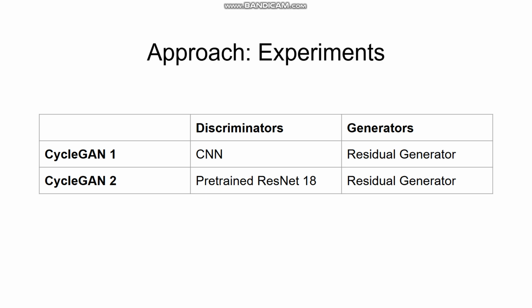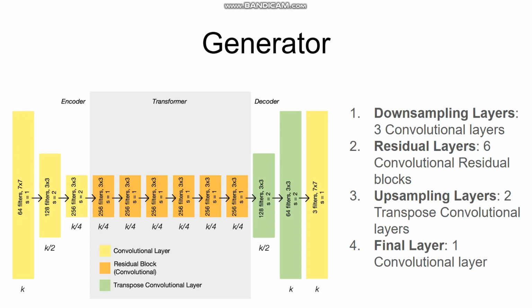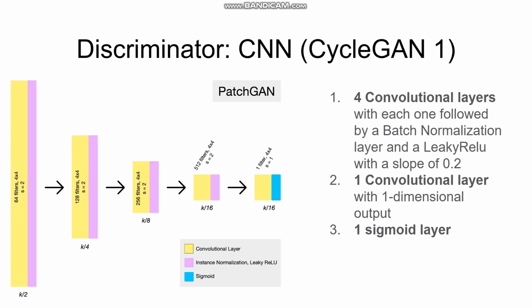So to design this experiment, I designed two CycleGANs. The first one serves as a baseline, using a PatchGAN style CNN as the discriminator, and inspired by MP2, I decided to try ResNet 18 as the discriminator for my CycleGAN 2. For both experiments, the generators are kept the same. The generator is typical, a downsampling, residual, and upsampling layer generator.